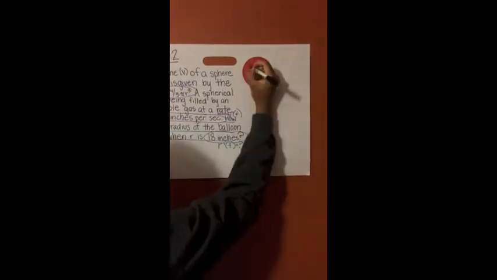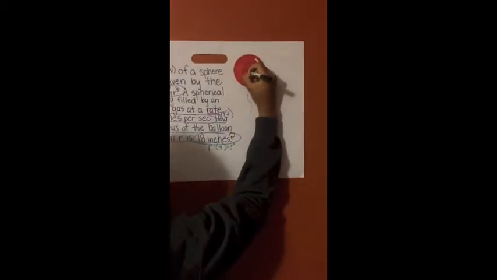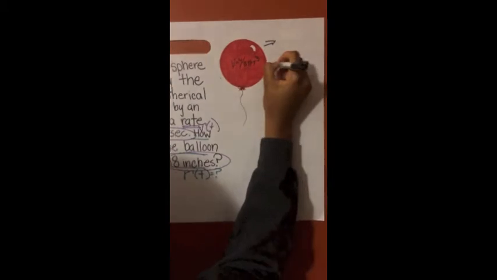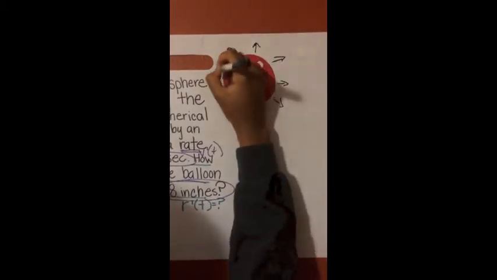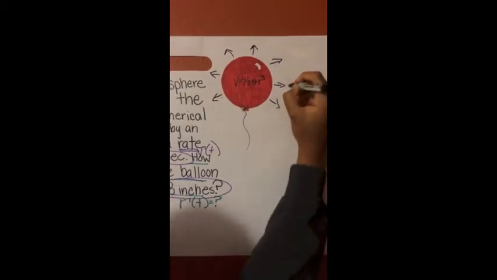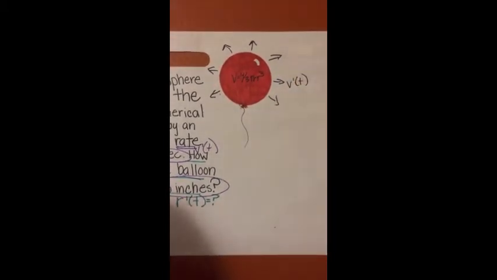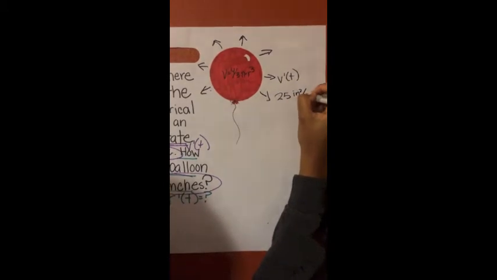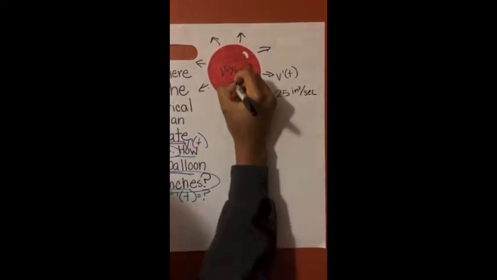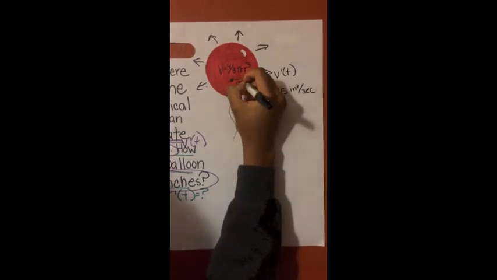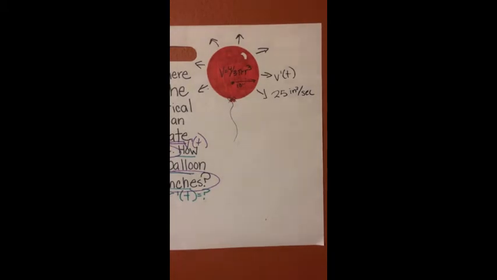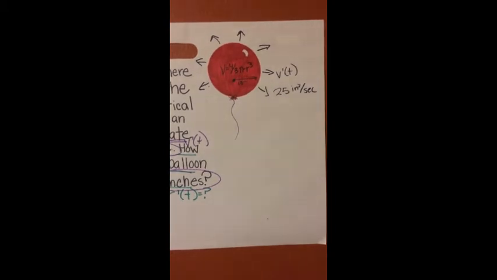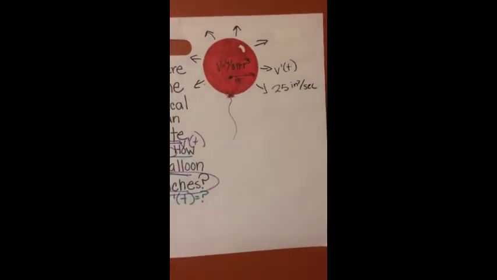So with this picture, we know that the volume of the spherical balloon equals 4/3 pi r cubed. And these arrows represent the V prime of t, or the rate in which the volume is increasing, which is at 25 cubic inches per second. And lastly, I'm just going to label the radius here as 18 inches. So from that picture, and knowing that we're looking for r prime of t, we can easily write the equation, solve the problem, and understand what's actually happening.